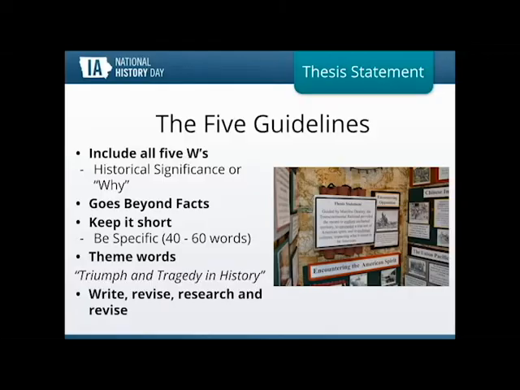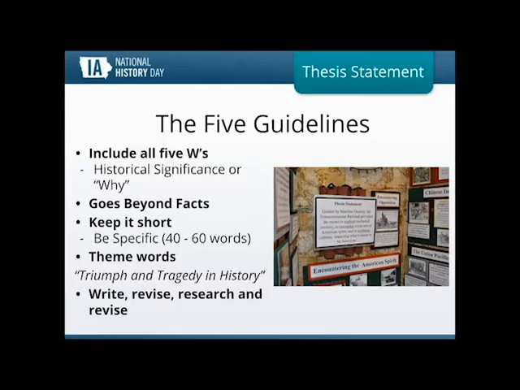Include the theme words. The theme words this year are triumph and tragedy. Judges need to know how the topic relates to the theme, especially if your topic is not as well known, it's extremely narrow, or just isn't immediately clear in the connection to the theme words. So we really want to see those theme words in your thesis statement.